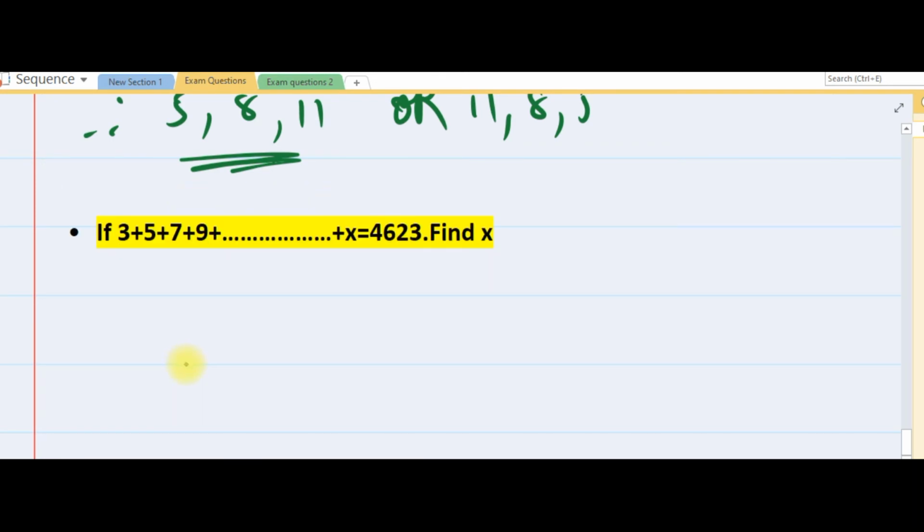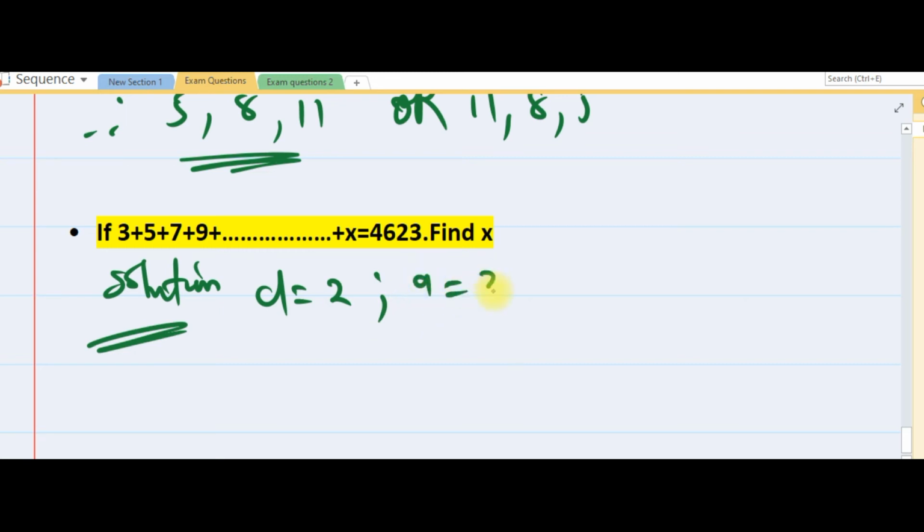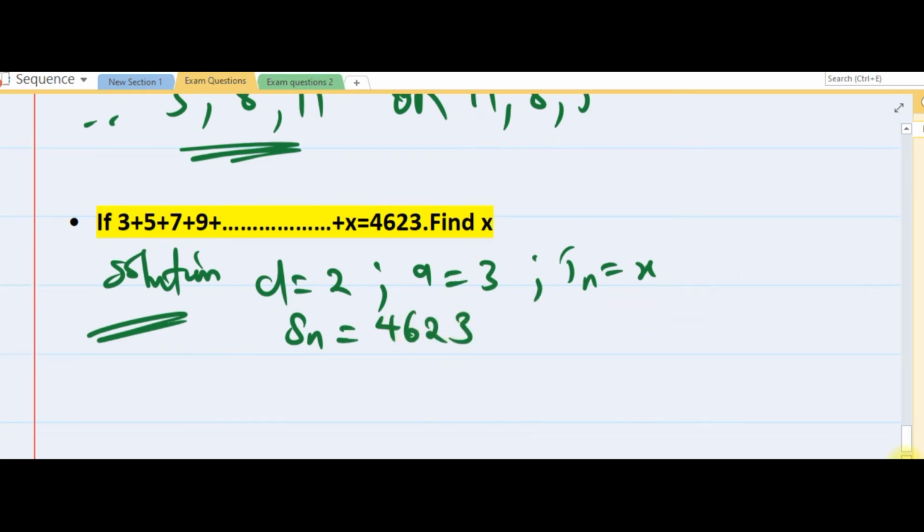3 plus 5 plus 7 plus 9 plus up to x equals 4,623. We are asked to find x. Looking at this, it is an arithmetic progression with a common difference of 2. The first term is 3, the last term is x, and finally the sum of the first n terms is 4,623. With this information, we'll now find the value of x.